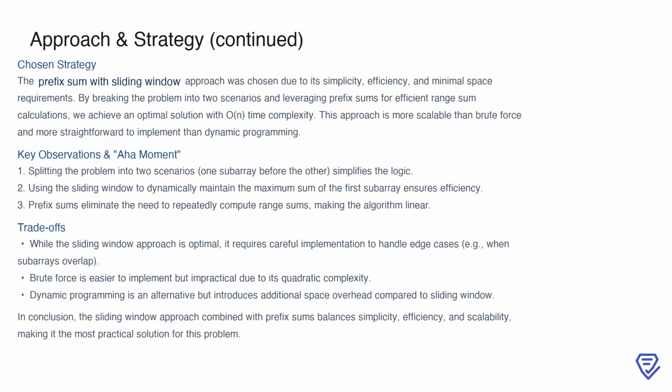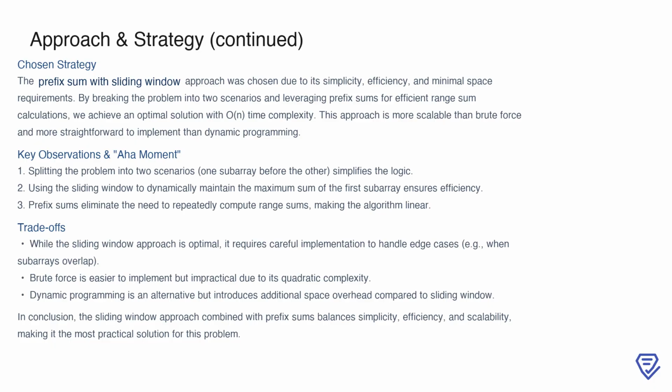By splitting the task into two scenarios, one where the first subarray precedes the second and another where the order is reversed, we simplify the logic. The use of sliding windows allows us to dynamically maintain the maximum sum of the first subarray as we iterate, while prefix sums enable efficient range sum calculations. Together, these elements lead to an O(n) solution that is both scalable and easy to implement.